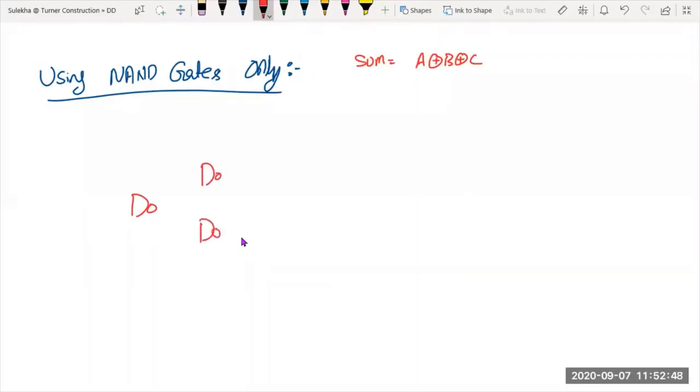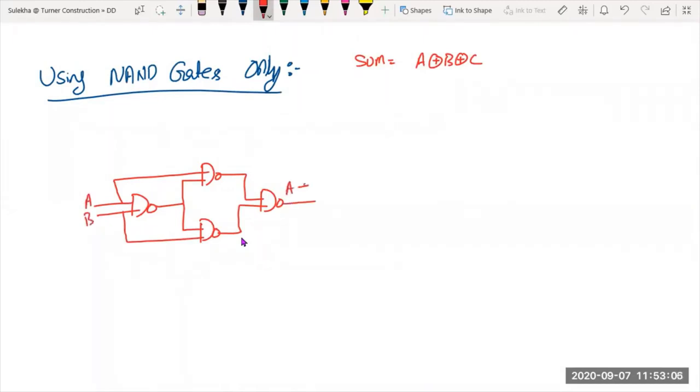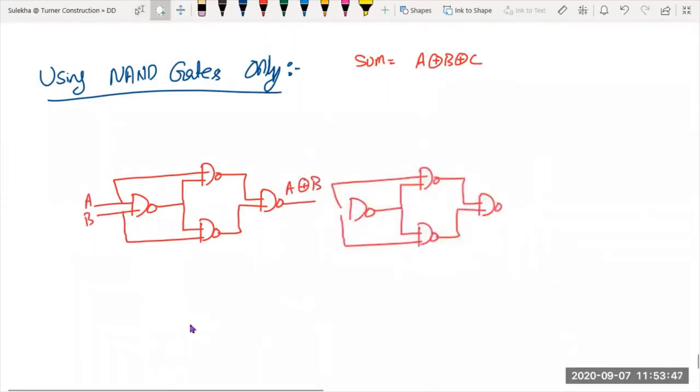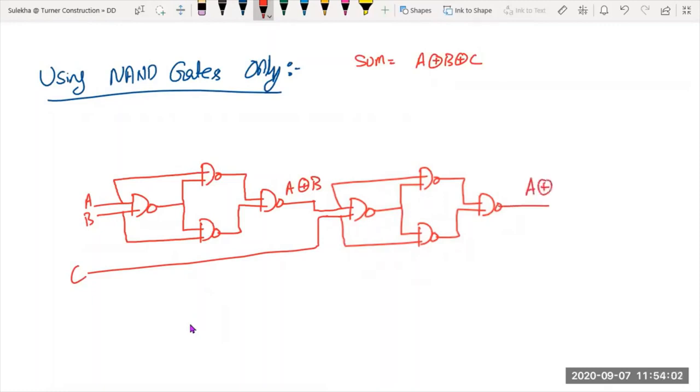So if you remember this pattern, if you are taking A and B as your input, you will get A XOR B as your output. Then the circuit again, and connect in this way. Okay, where this one is your C. Okay, so at the end you will get A XOR B, which is the previous XOR output, and again C. So in this way you can have a realization of summation, which is A XOR B XOR C.